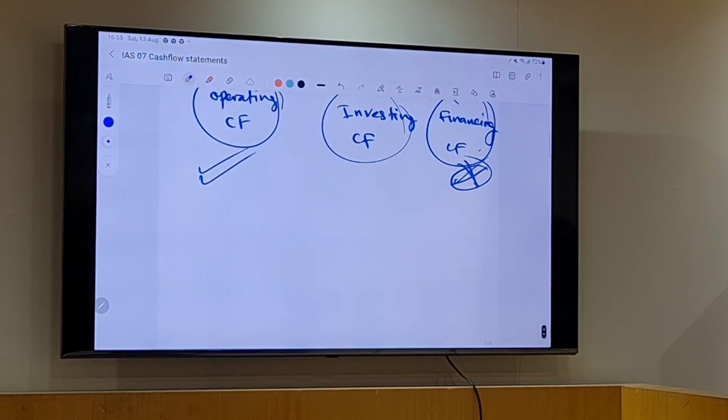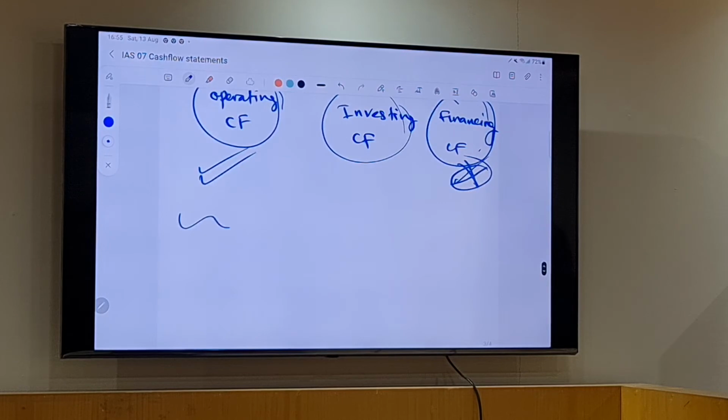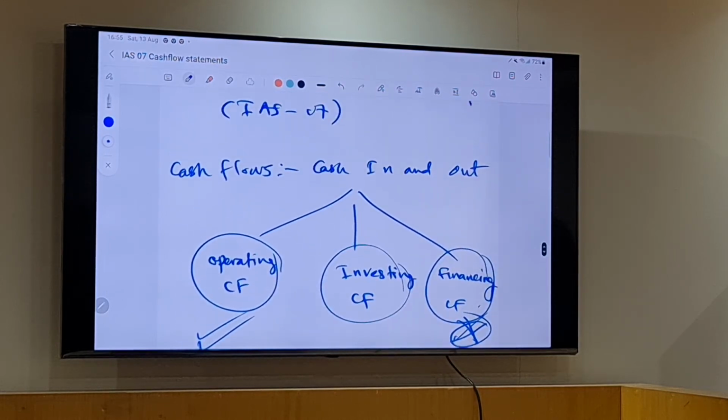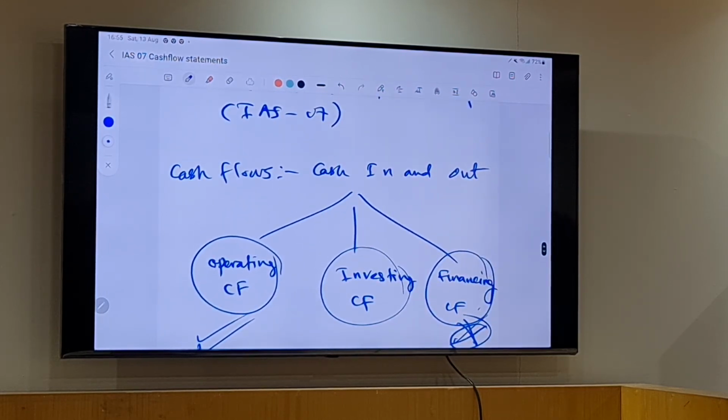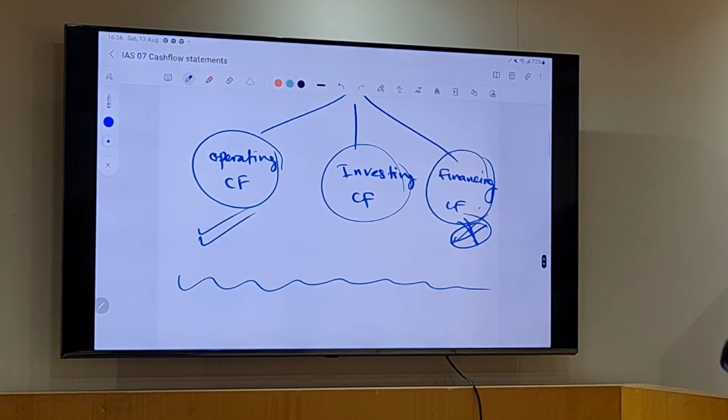After that, the standard talks about other things. So what about the administration expenses cash? See, administration expense is part of operating activity. Salary, rent, these are administration expenses, and you require them for the purpose of managing your day-to-day operations. Any question? So, these are the 3 sections.